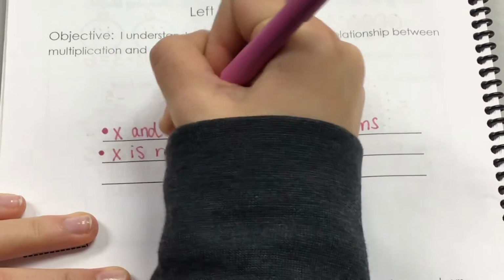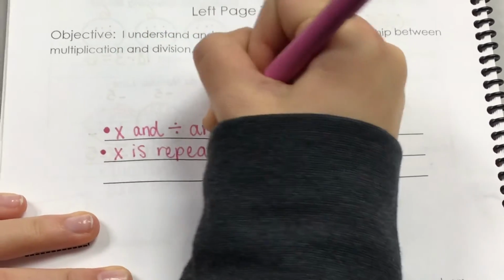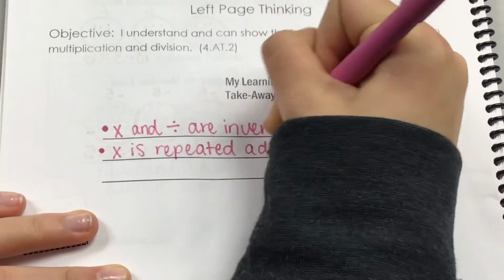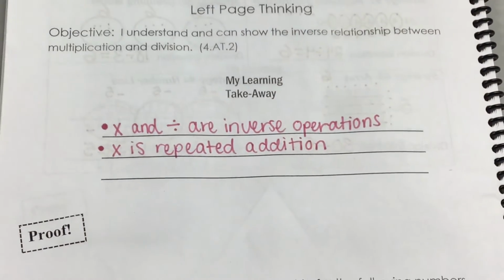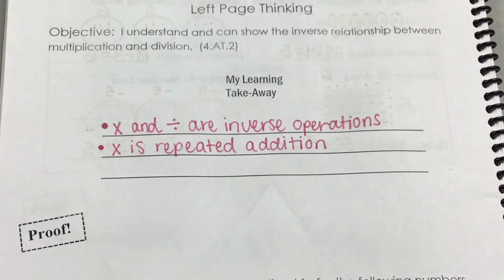Multiplication is repeated addition. Yes, Trevor? Is there a box method for the children? So we'll get to that. Not today, but we'll get to that. That's a great question, though.